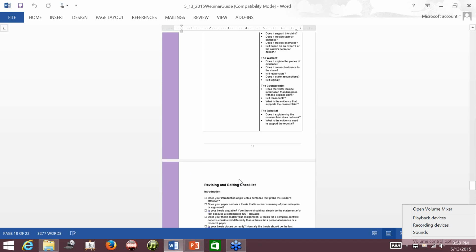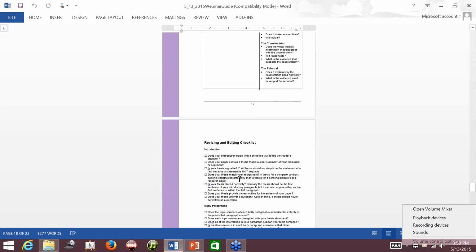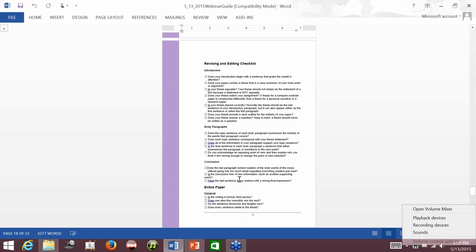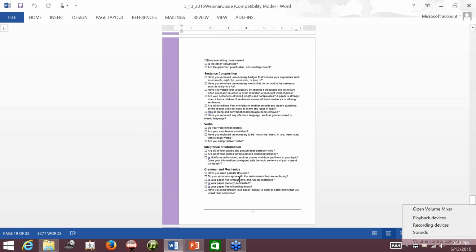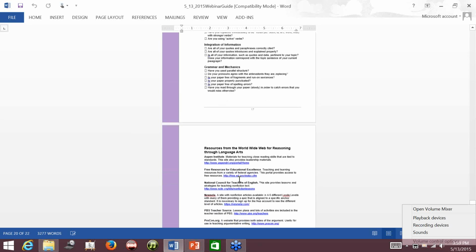And finally, the revising and editing checklist. I sure wouldn't give my students all of these things at one time, but it gives them an idea of what they should be looking for as they edit and revise.